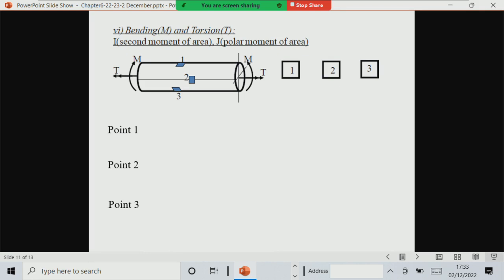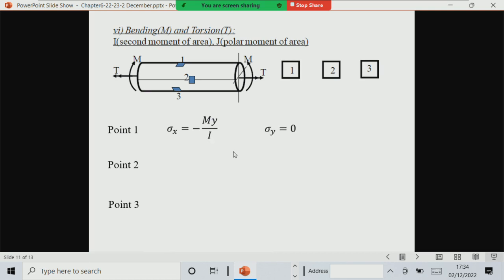The bending moment is positive, so point 1 is obviously subject to compression. Point 3 is obviously subject to tension, and point 2 is located on the neutral plane. So because of bending moments, it won't have any normal stress acting on it. So sigma x for point 1 is minus My over I, where y is half the radius of the cylinder, and I is the second moment of area of the cross section.